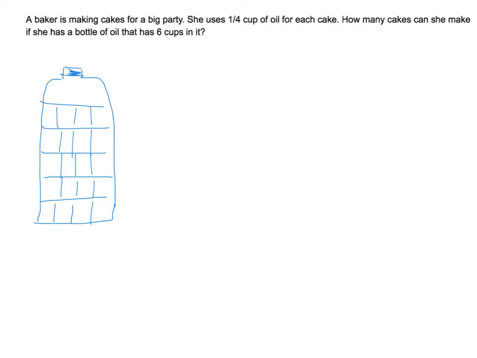And what we want to know in the end is how many cakes can we make given 1 bottle. So if this 1 cup down here makes 4 cakes, 1, 2, 3, and 4, and there are 6 of those cups, then that's going to end up being 6 times 4, which is 24. Okay? So this is 6 times 4, which is 24.